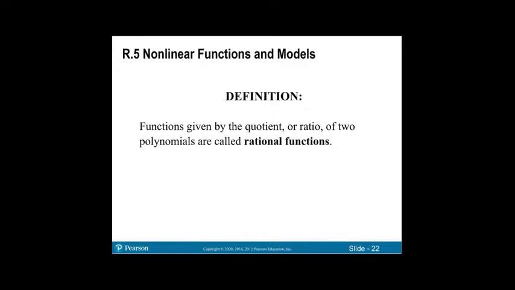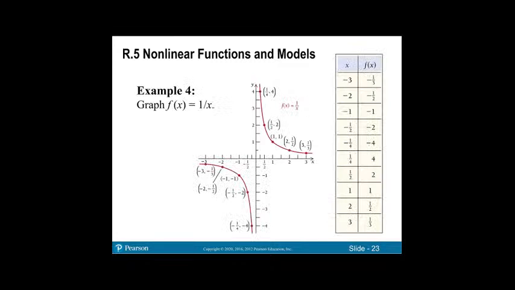Functions given by the quotient or ratio of two polynomials are called rational functions. Let's see the time. Okay, we've got about 15 minutes, give or take. We're asked to graph the reciprocal function 1 over x. We show several values of x, find the corresponding y, and plot the points. That's all we did here. The reciprocal function makes what you see here. As we trace it left to right, it goes like this. It approaches this vertical asymptote, and then it picks back up on this side over here in that direction. Okay.